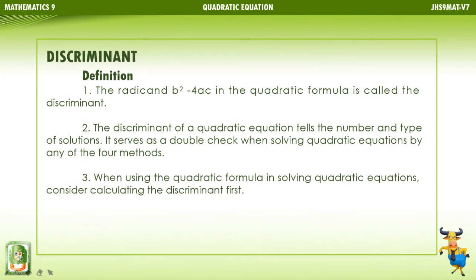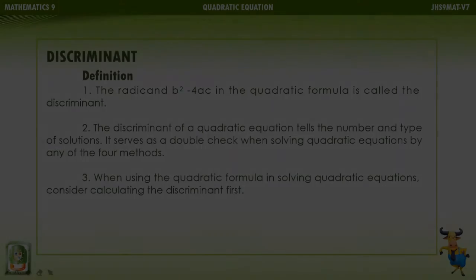Discriminant. Definition. 1. The radicand b squared minus 4c in the quadratic formula is called the discriminant. 2. The discriminant of a quadratic equation tells the number and type of solutions. It serves as a double check when solving quadratic equations by any of the four methods. 3. When using the quadratic formula in solving quadratic equations, consider calculating the discriminant first.